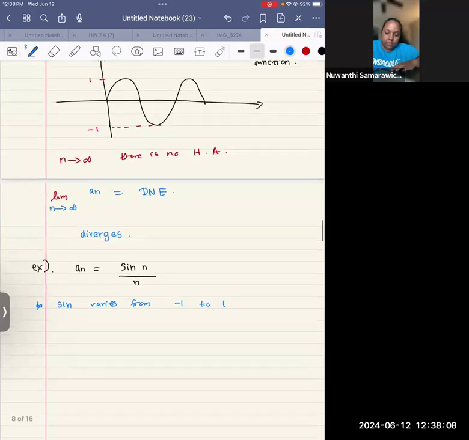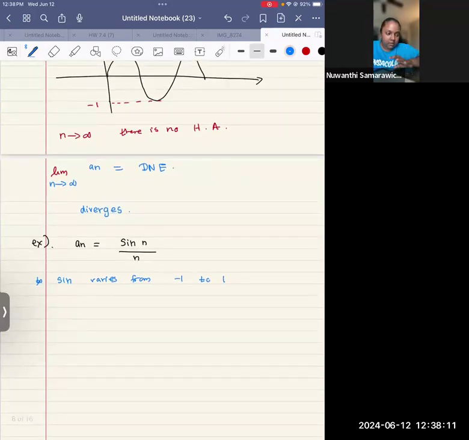So let's try some terms. How do we get the terms when this is divided by n? That is when -1 is divided by n or 1 is divided by n. When n goes to infinity, what happens to these two? How do we get this -1 and 1? Because sine varies from -1 to 1. That's how I get it.